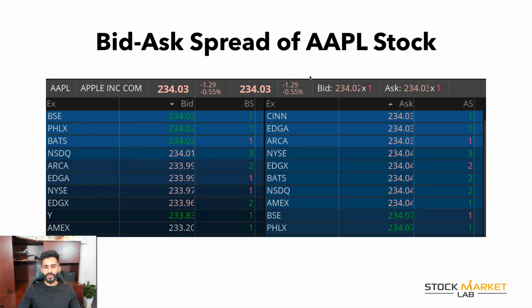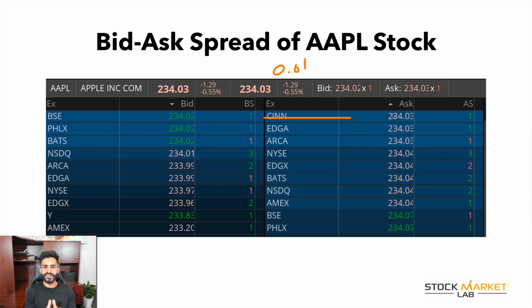All right, so right here we're looking at the level 2 of stock Apple. Here we've got the bid, and right here we have the ask. If you take a look at this, you'll see that the spread here is pretty tight. There is a 1 cent spread. You can see it on the bid and the ask. There's legitimately a very, very small spread.